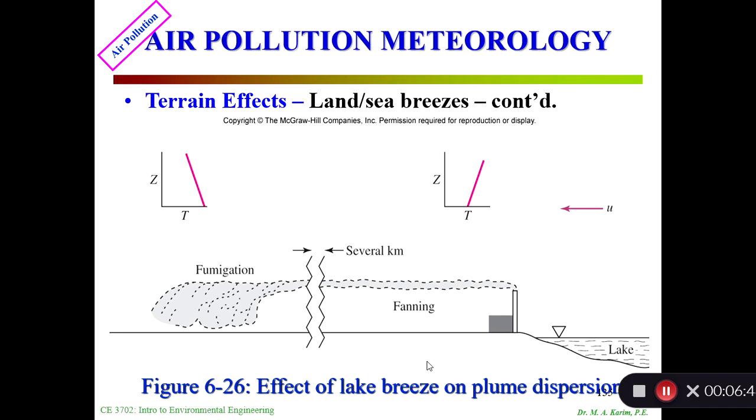So this is fumigation. It looks like here is the lake. Here, in this area, the temperature is going down, and then the temperature is going up with the elevation. So this is the wind speed. That's why it's becoming fumigation here.